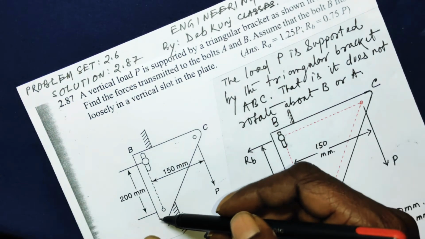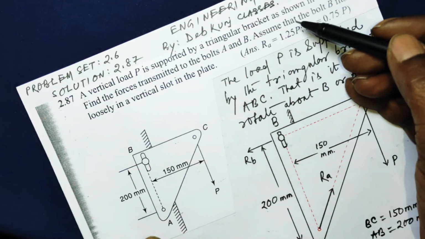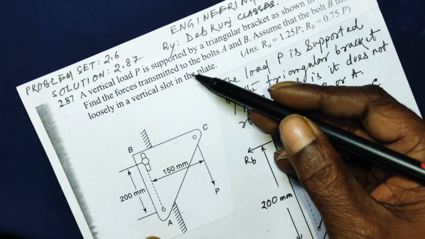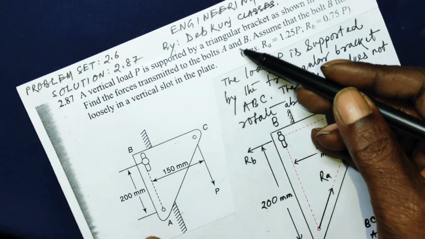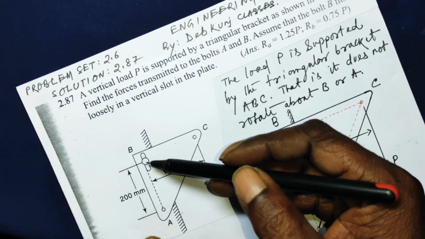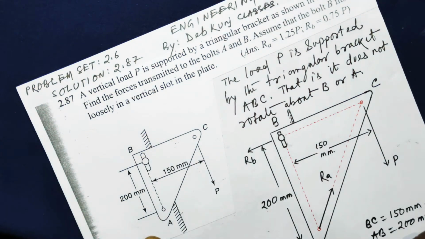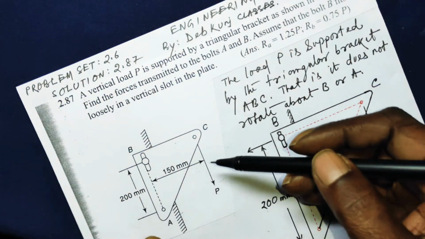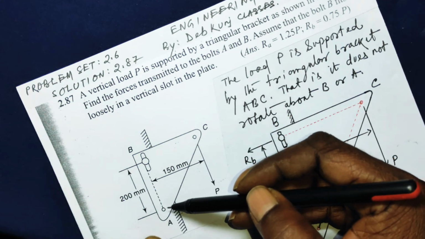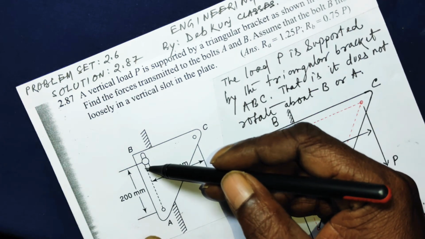It's a triangular bracket. This can be made of steel, can be made of wood. Bracket as shown in figure G. Find the forces transmitted to the bolts A and B. There are two bolts, one at A and one at B. And the triangular bracket ABC is carrying the load P at the end C. The triangular bracket is supported by the bolts A and B. It is fixed.